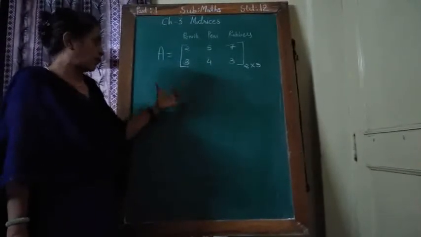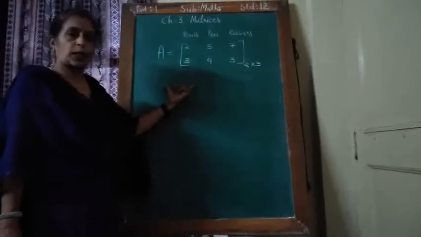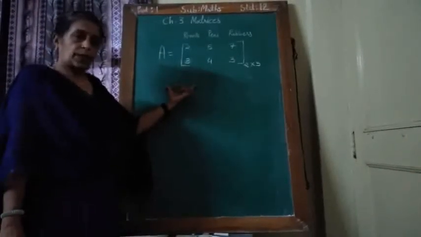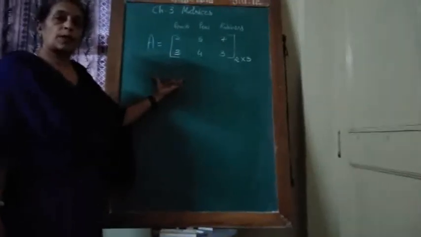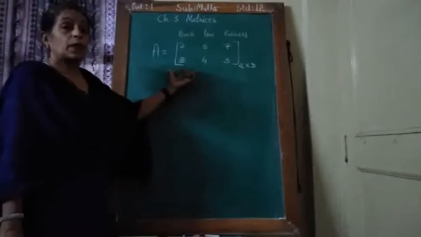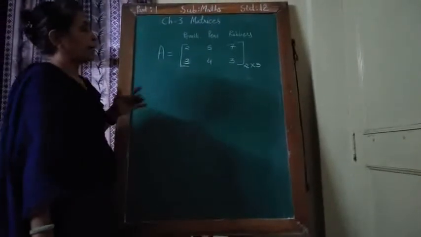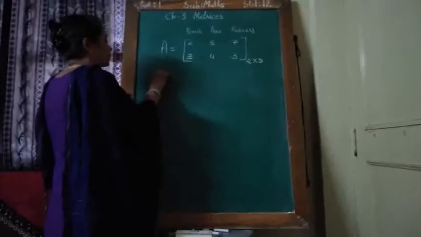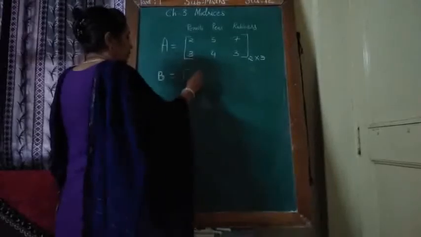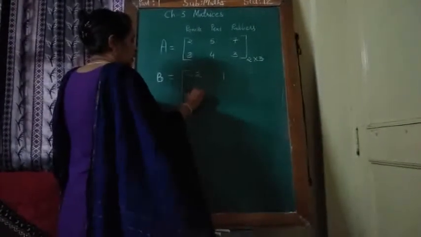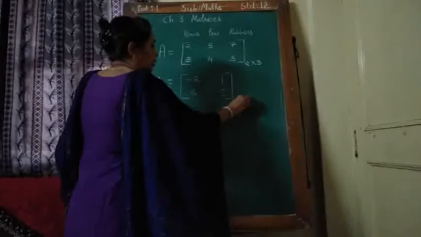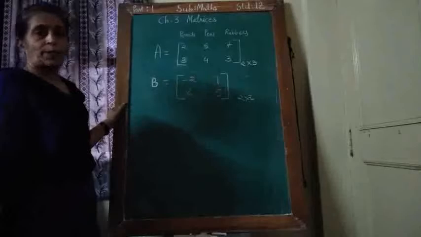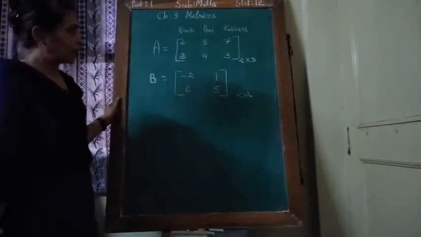In a determinant I have also written 3 values, so it is 3 cross 3. In a determinant, the number of rows and number of columns are the same, but in a matrix the number of rows and columns may be different. If the number of rows and columns in a matrix are the same, then it is called a square matrix. Suppose I write another matrix, named B, with elements -2, 1, 6, 5. Then the number of rows is 2, and columns are also 2. So the order of this matrix is 2 cross 2. Clear?